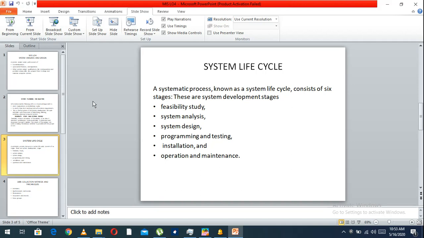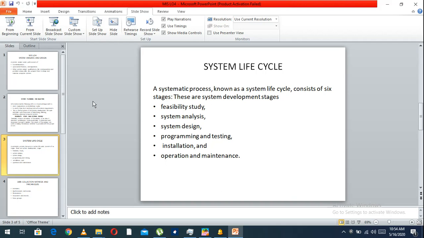Because you already know your requirements and what is missing from the current system, you then include the new needs in the system. When you have done that, you go to the next process in the life cycle, which is programming and testing. You develop the program, the new program, and do the testing. After that, you go to the installation stage, whereby you install the system into your computer.